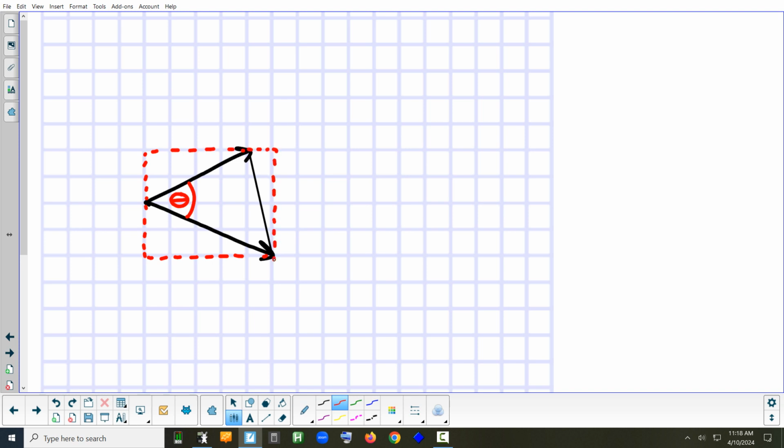Use the Pythagorean theorem 3 times. Find the length of each one of those sides. Then you would know side, side, side, and then you could use the law of cosines to get the angle between those two vectors.